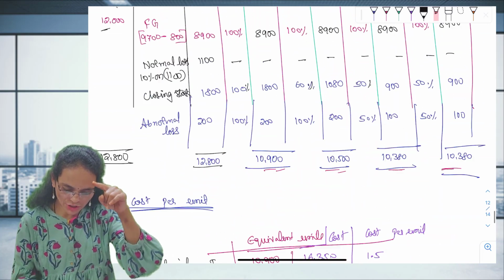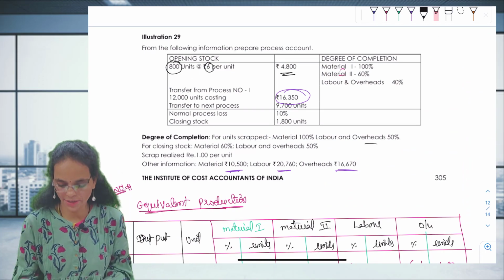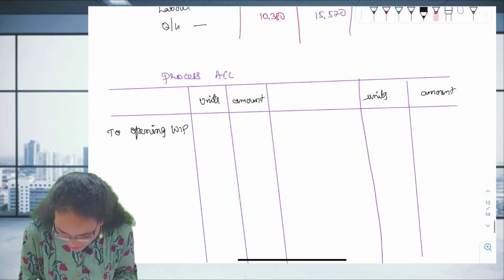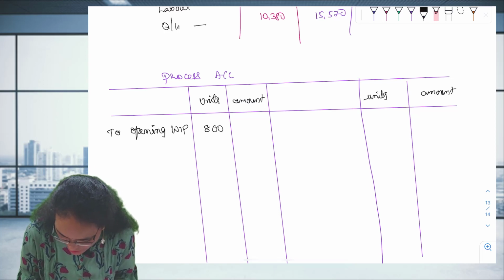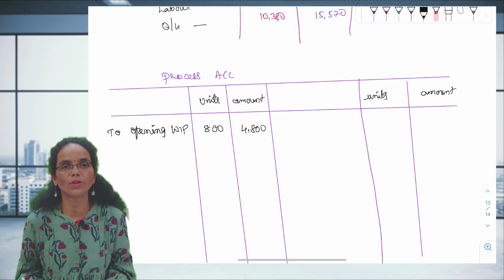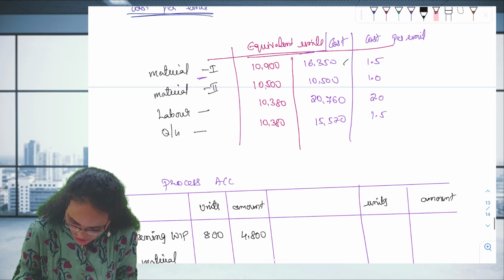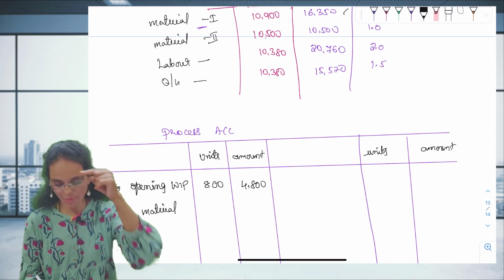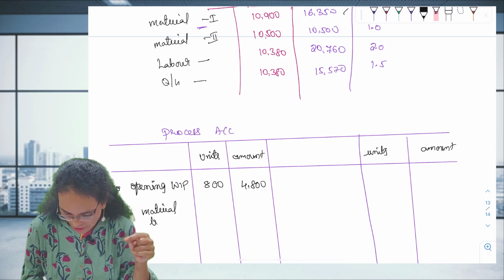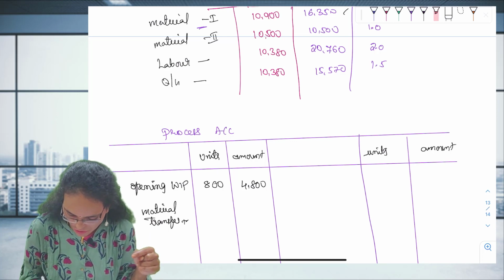Come here to opening cost, that is the opening work in progress. How many units did we actually get? 600 units, 6 rupees each, that is 4,800. 800 units, right? 800 units, 4,800 is the amount. And material, we have seen in the question, material cost is given. Directly I am writing. One is transferred from the previous process. I'll write transferred from process 1.